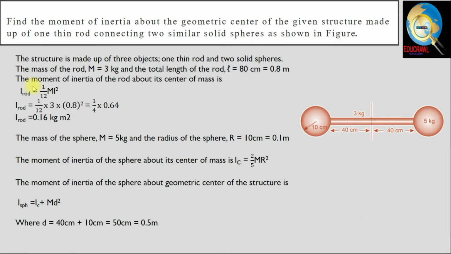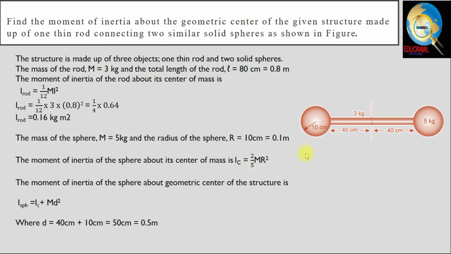The next problem. Find the moment of inertia about the geometric center of the given structure made up of one thin rod connecting two similar solid spheres. If you see the diagram, this figure is made up of three structures: two spheres and one thin rod. The moment of inertia of the rod is 1 by 12 m r squared, and for the sphere it will be 2 by 5 m r squared.